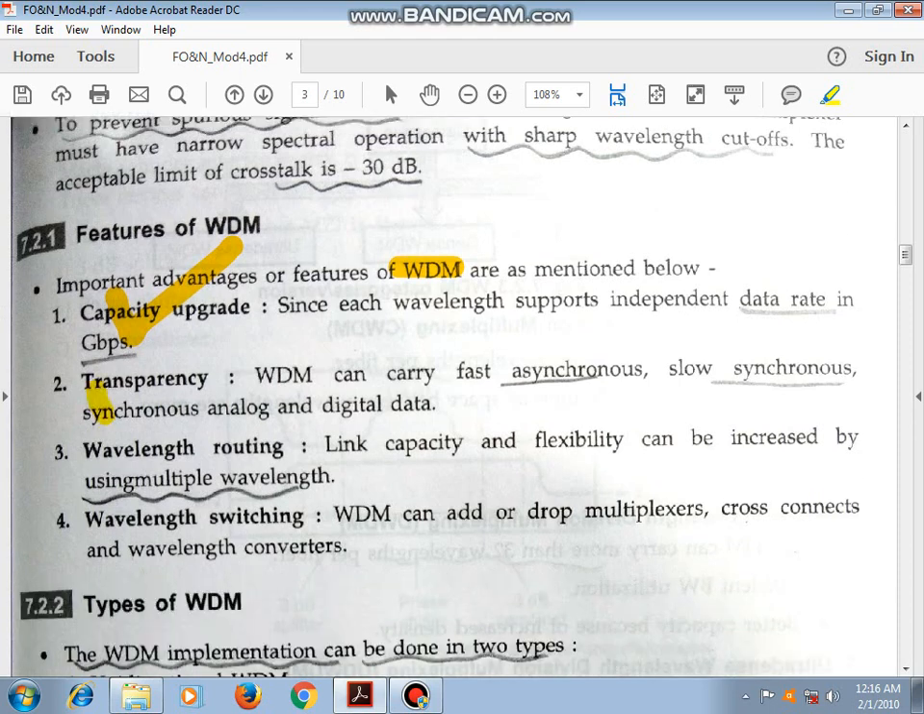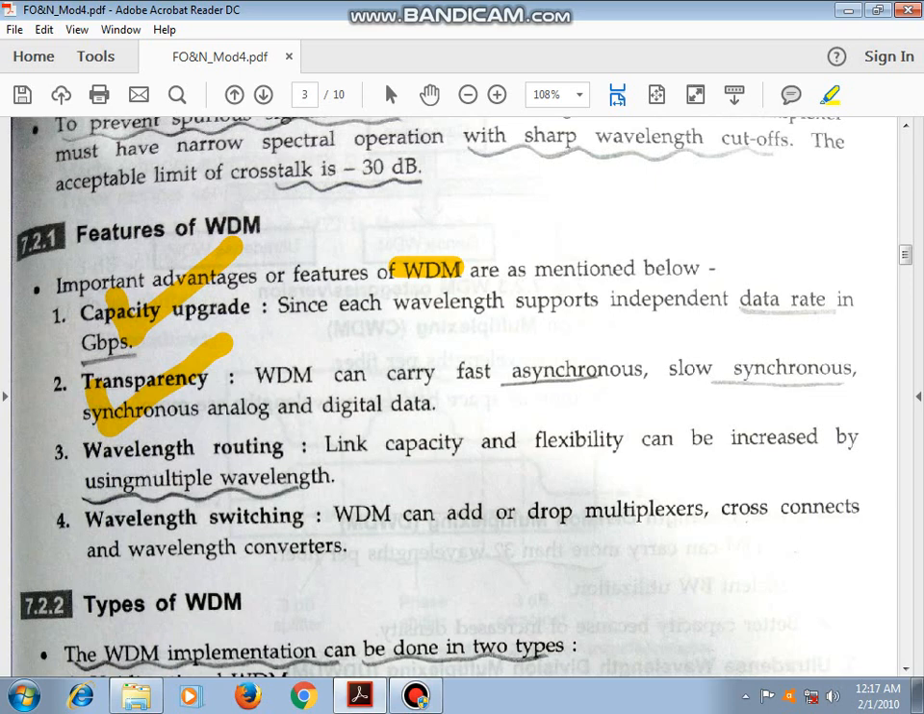Next we have the second feature, transparency. WDM can carry fast asynchronous, slow synchronous, analog and digital data. You know the meaning of synchronous and asynchronous. Synchronous means there is time synchronization between transmitter and receiver. If there is no synchronization between transmitter and receiver time, you call this asynchronous.